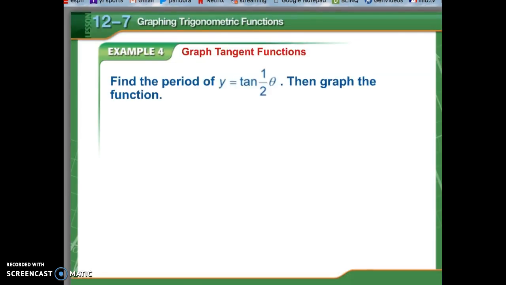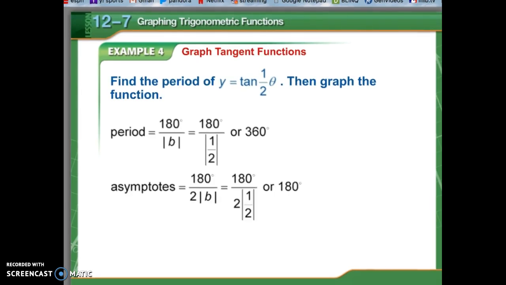So the first thing we're going to look at for example 4 with tangent is we need to find the period of y equals tangent 1/2 theta, and then we're going to graph the function. For sine and cosine functions, the period was always 2 pi, or 360 degrees divided by b, but for tangent, it's just 180 over b. So 180 over 1/2, the b value is 1/2, gives us 360.